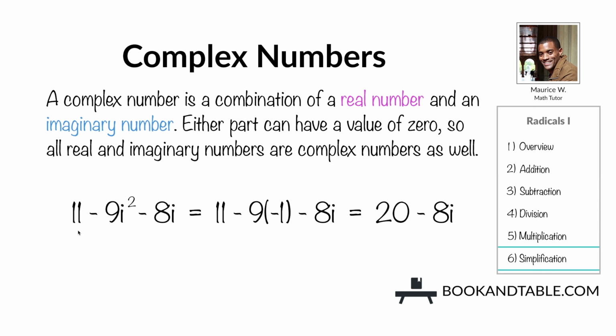Now, when we wind up with an answer like 11 minus 9i squared minus 8i, we replace i squared with negative 1. 11 minus 9 times negative 1 is negative 9 times negative 1, which is positive 9. Positive 9 plus 11 is 20. So this would simplify to the complex number 20 minus 8i.